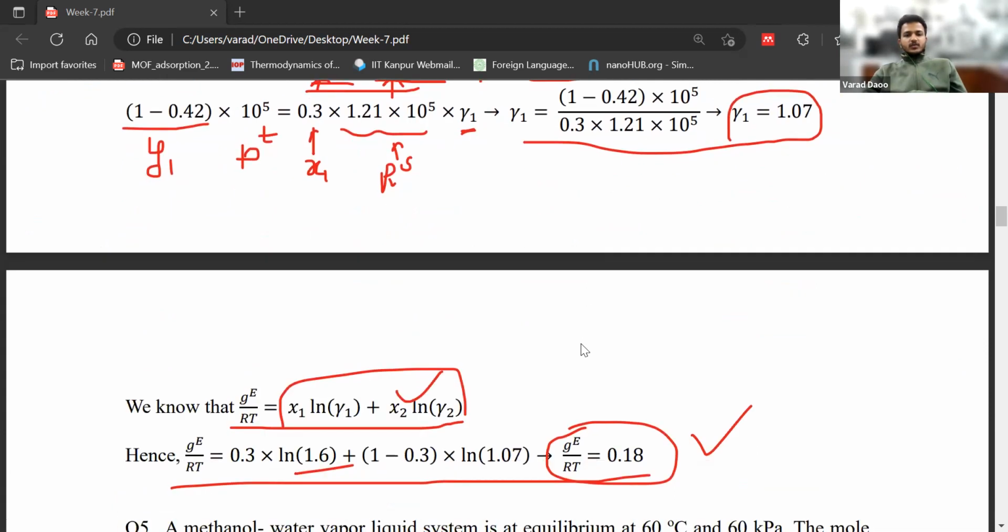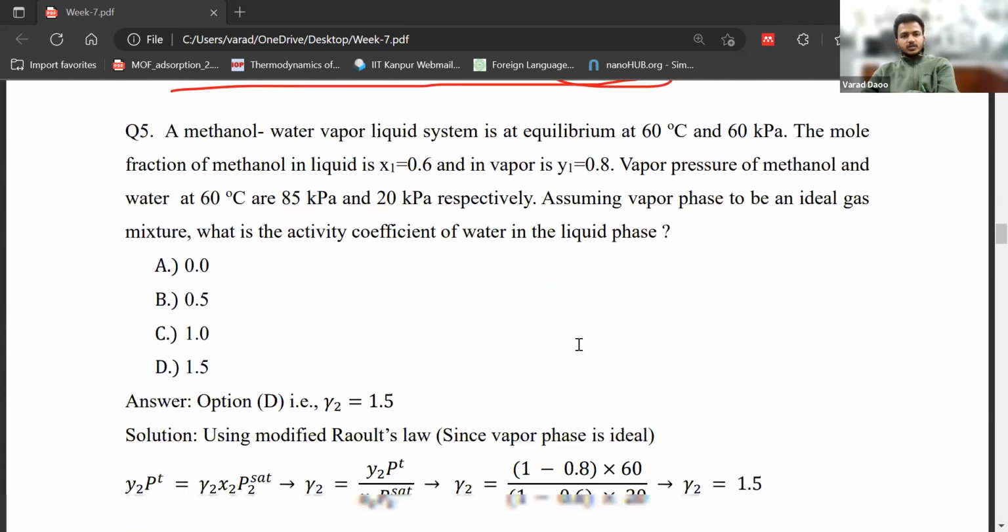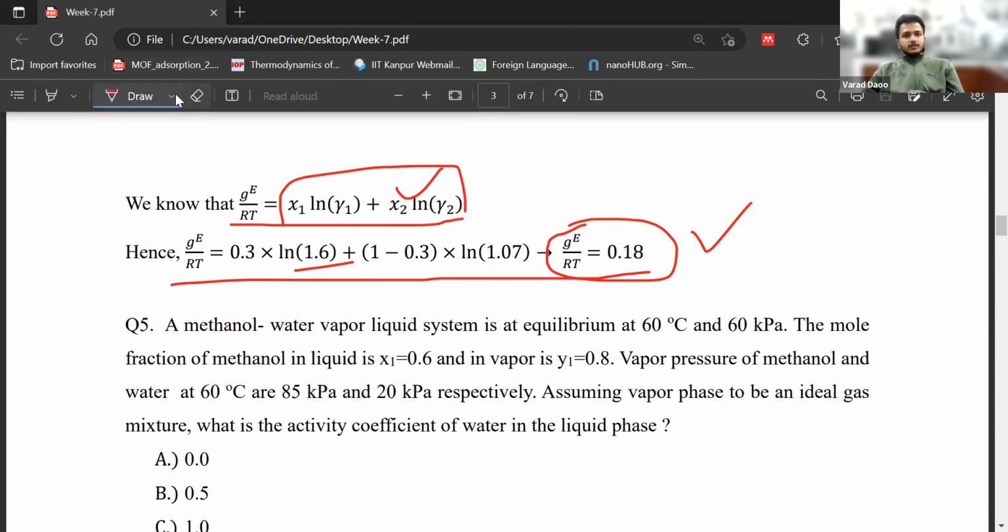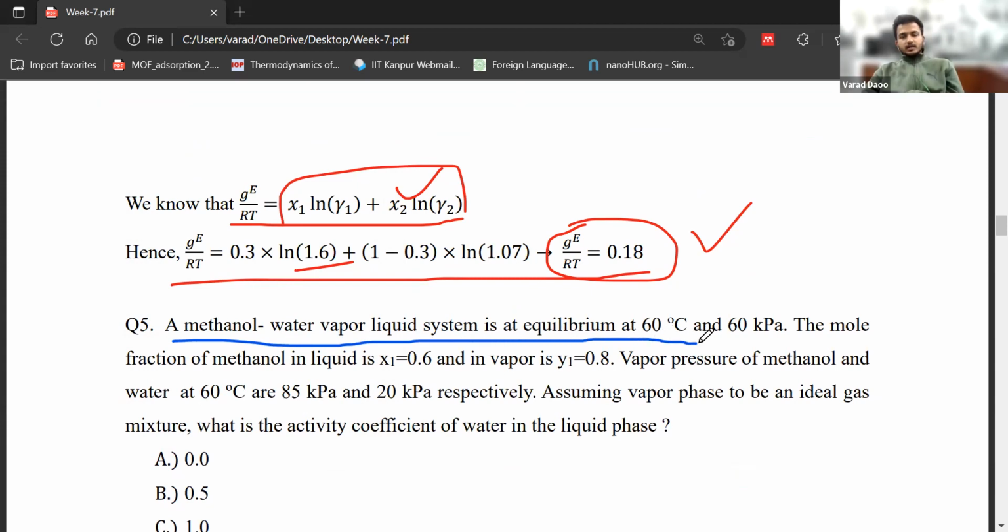Okay, if you have no questions, we'll move on to the next question. So what we are given? We are given a methanol water vapor liquid system at equilibrium at 60 degree centigrade and total pressure of 60 kilopascal. The mole fraction of methanol in liquid is denoted by x1, and it is equal to 0.6. And in vapor phase, the mole fraction is 0.8, right? One denotes methanol, whereas two will denote water.